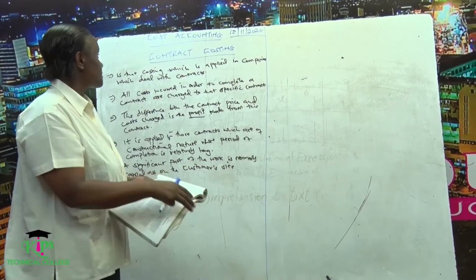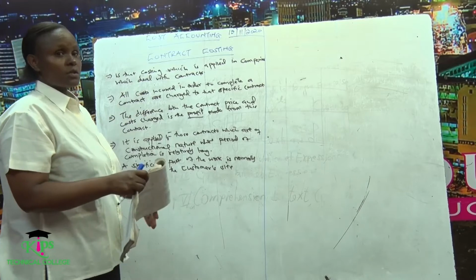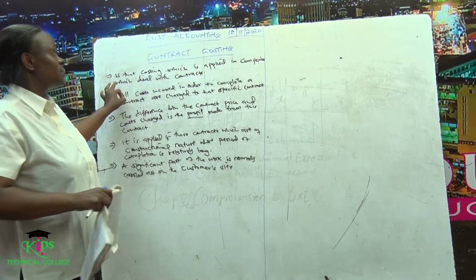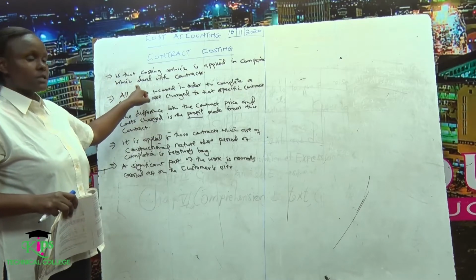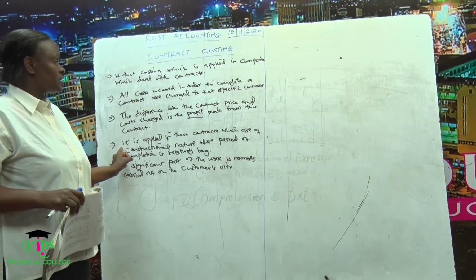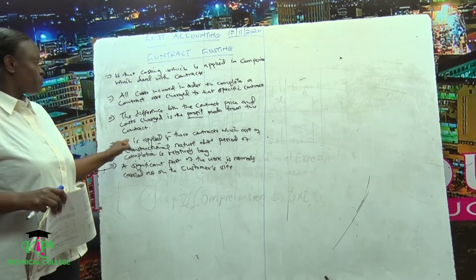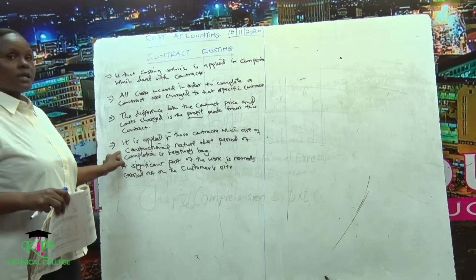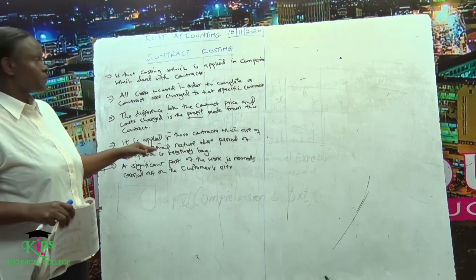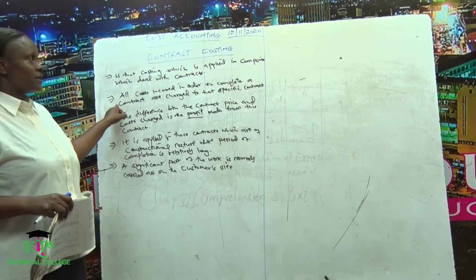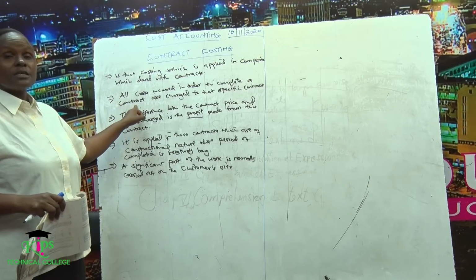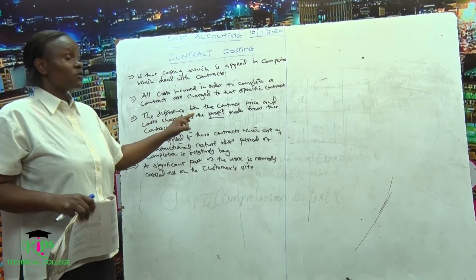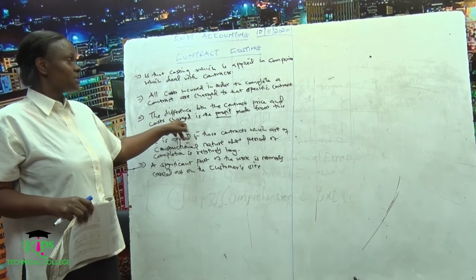Welcome to our class. Today I would like us to look at contract costing. Contract costing is that costing which is applied in companies which deal with contracts. In most cases, it is applied in contracts which are constructional in nature, where the period of completion is relatively long. So all the costs incurred in order to complete a contract are charged to that specific contract. The difference between the contract price and the cost charged is the profit.